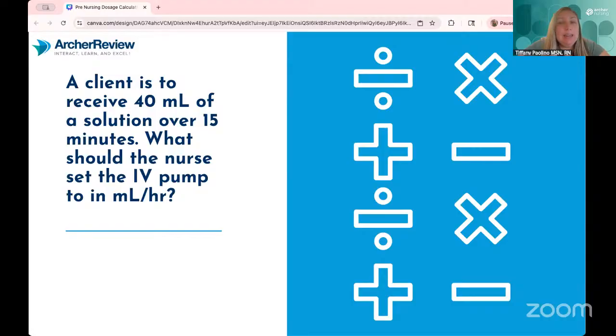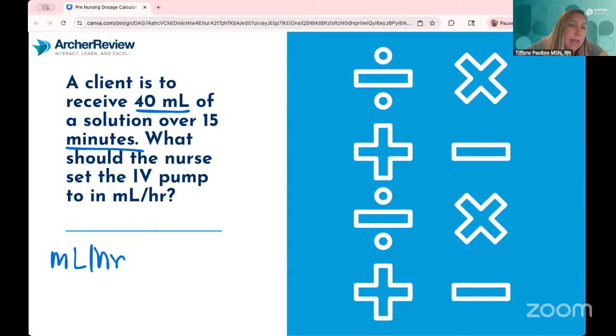The client needs to receive 40 milliliters of solution over 15 minutes. What are you going to set the pump to in milliliters per hour? Now, this one's a little bit different, right? Because I don't have milliliters per hour in my problem. I have milliliters and then I have minutes. So you have to do a little bit of a conversion here. There's a few ways you can do this.